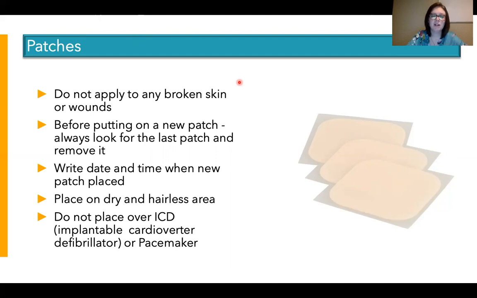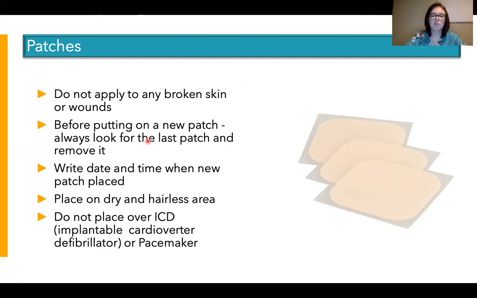When we do put them on, we want to try and look for a dry, flat, hairless area. So usually the upper chest can be a good place, unless they have the pacemaker or defibrillator. The upper arms can be a good place, the shoulder blade. Those are usually good, dry, flat, hairless areas that we can put a patch on.